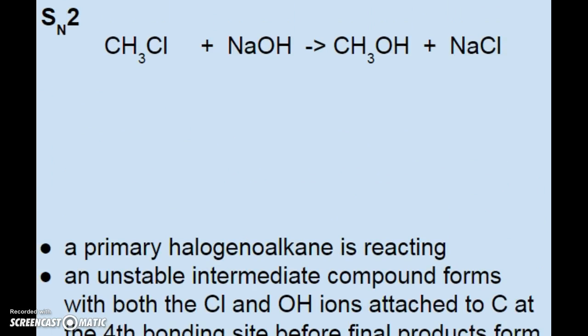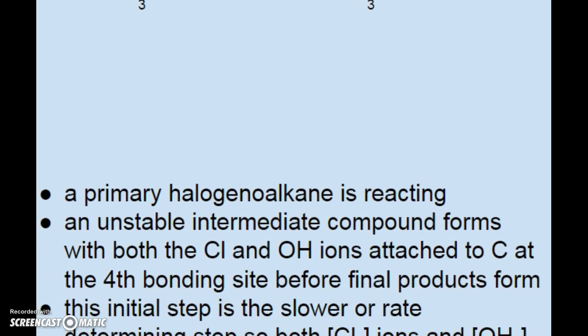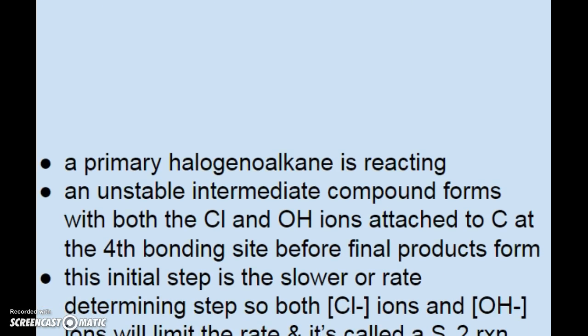SN2, remember, is with a primary halogenoalkane reacting. So I've got CH3Cl. It's the same equation I had on the first slide. But what I haven't shown you is that an unstable intermediate compound is going to form with both the chlorine and the hydroxide or hydroxy ions attached to the carbon at the 4th bonding site before the final products form. And this initial step is the slower step of the two.